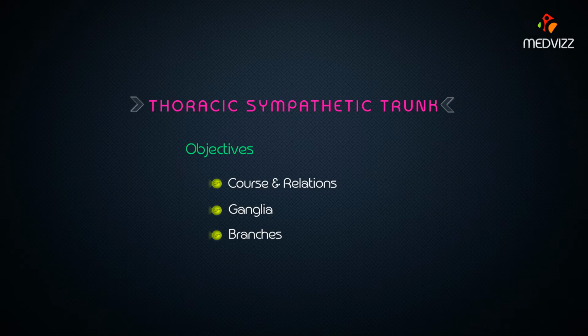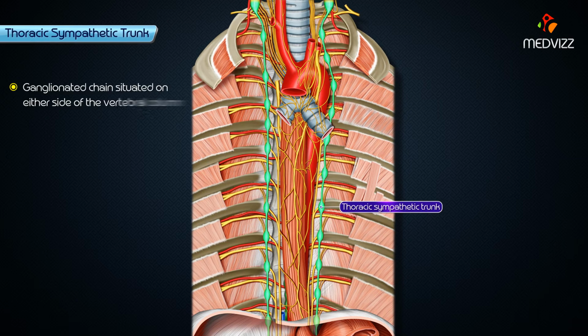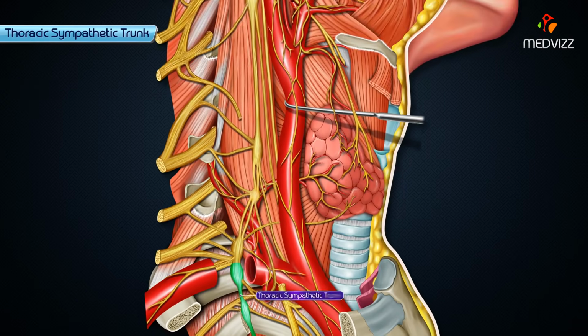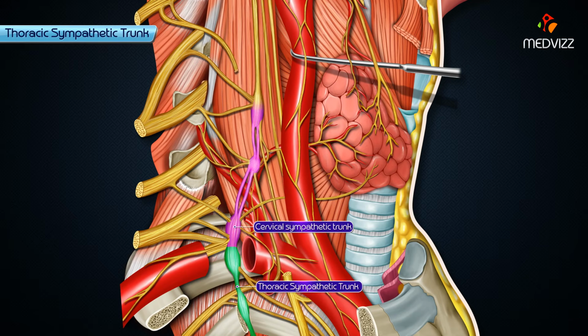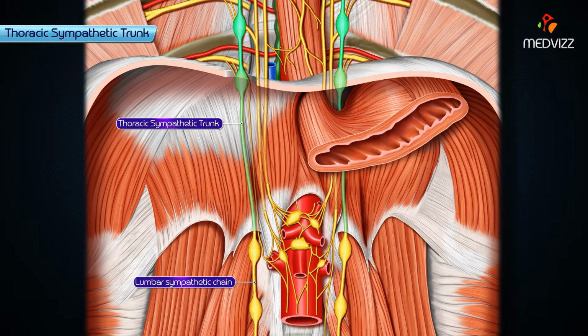Thoracic sympathetic trunk. In this topic, we will be discussing the course, relations, ganglia, and branches of the thoracic sympathetic trunk. The thoracic sympathetic trunk is a ganglionated chain situated on either side of the vertebral column. Superiorly, it is continuous with the cervical sympathetic chain at the thoracic inlet, and inferiorly with the lumbar sympathetic chain after passing behind the medial arcuate ligament of the diaphragm.